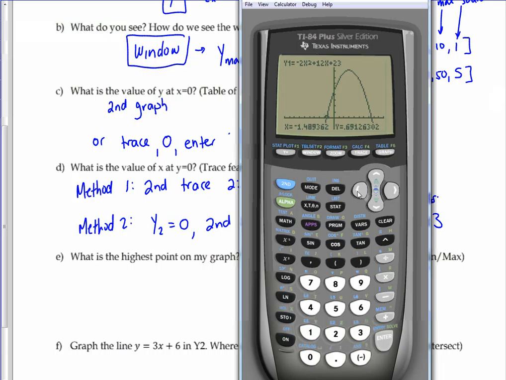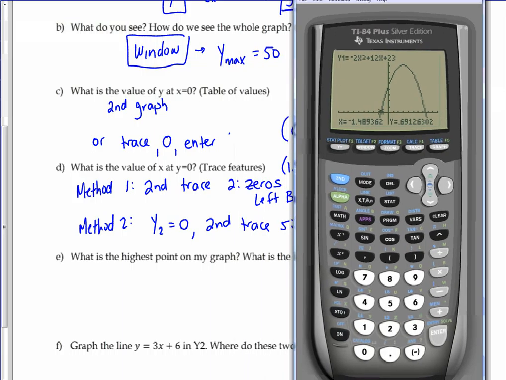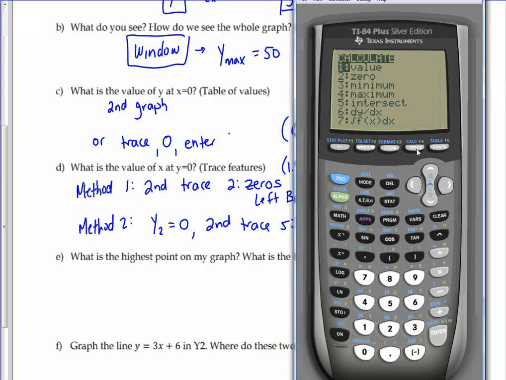All right, next question. What is the highest point on my graph? What is that called? Max. Does this graph have a max? Yep. It opens down. Second trace number 4. Guess what comes up? Left bound. So we have to go left of the maximum. So that means left side of the vertex. Enter.